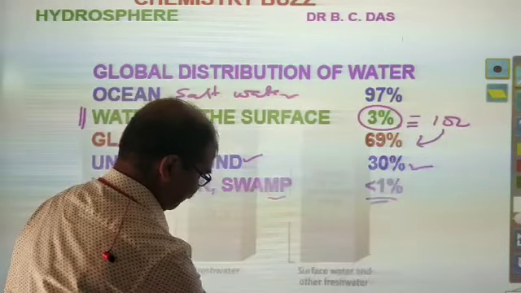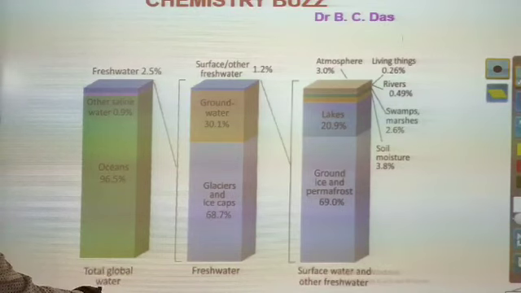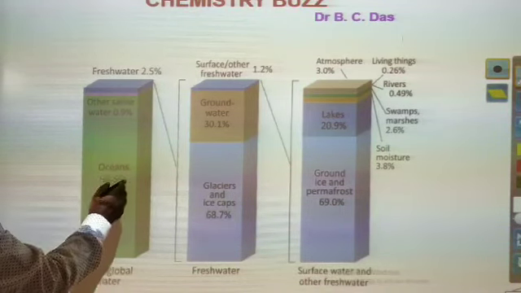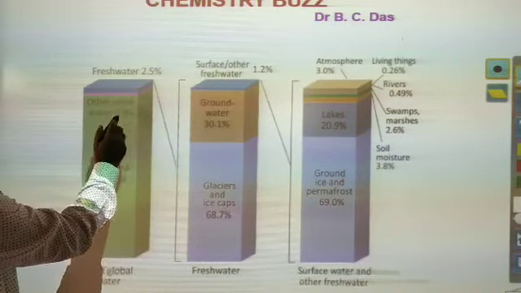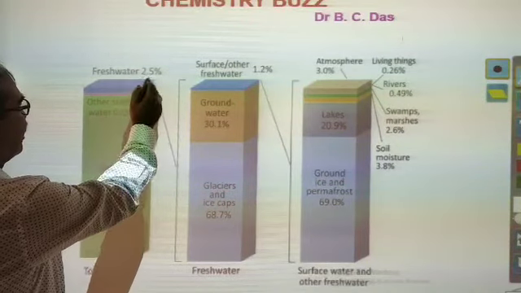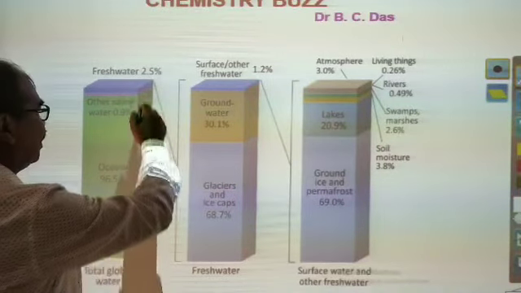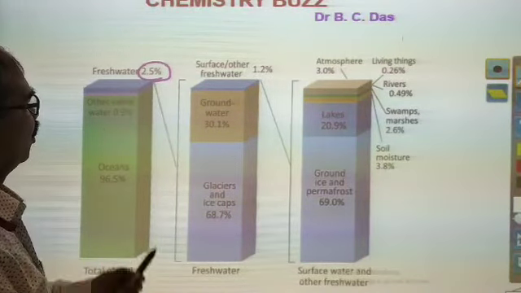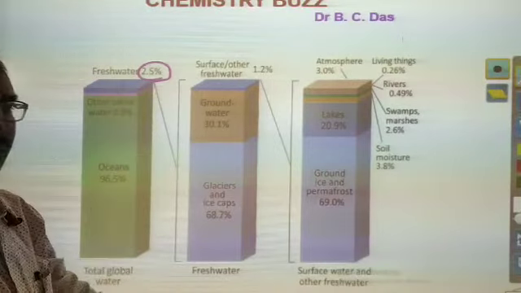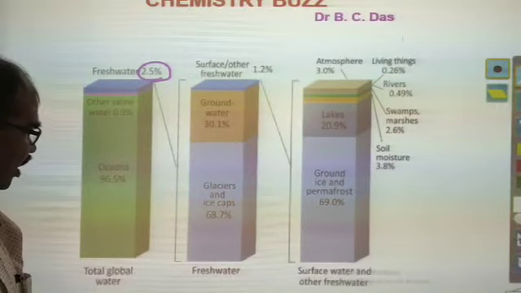Further, we see in the picture the global distribution of water. The total water on Earth is 100%. The ocean consists of 96.5%, and this pink color, other saline water, is 0.9%, and fresh water is 3%. Previously I said it is 3%, and here it is more accurate, that is 2.5%. That 2.5% is again considered to be 100% and distributed as such. That 2.5% is the fresh water.